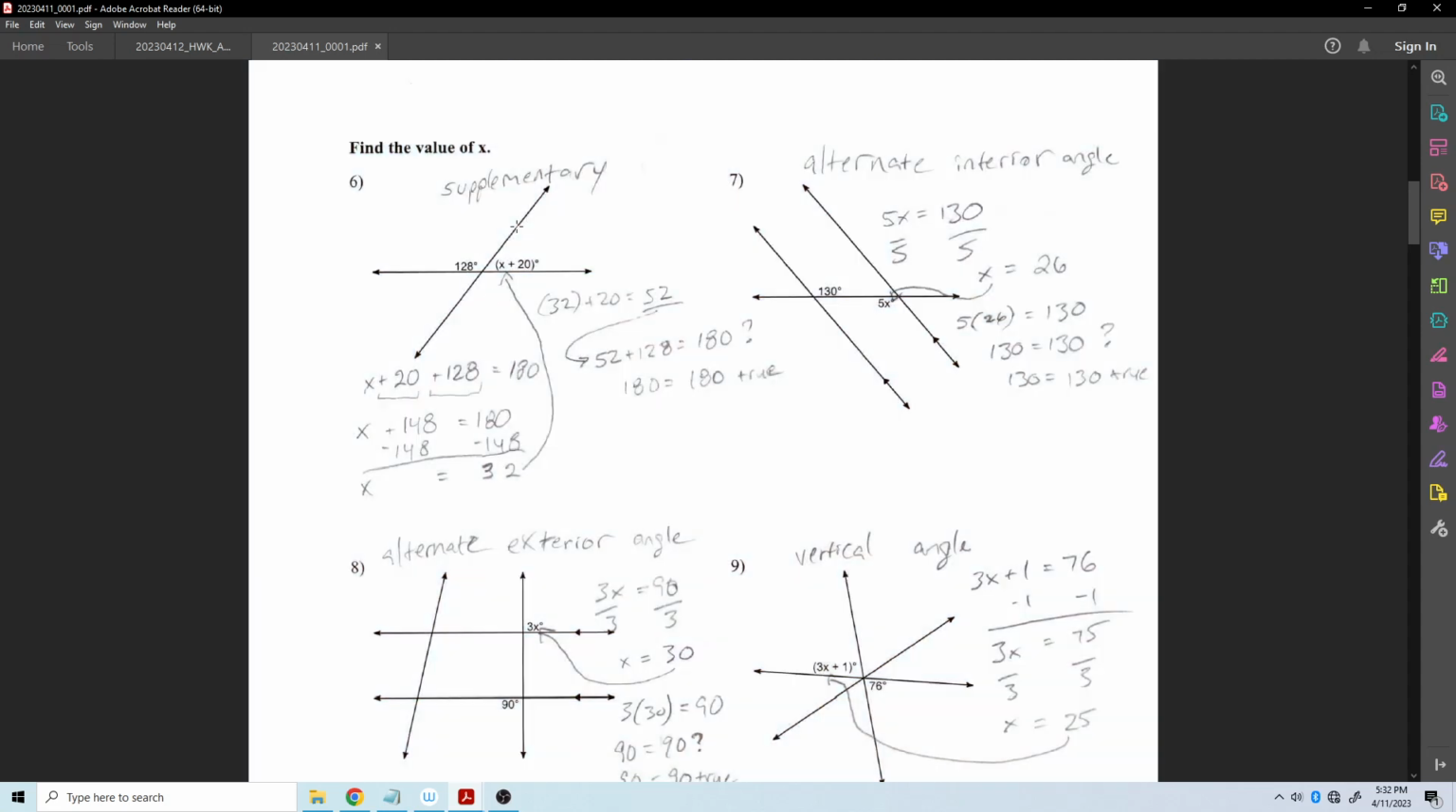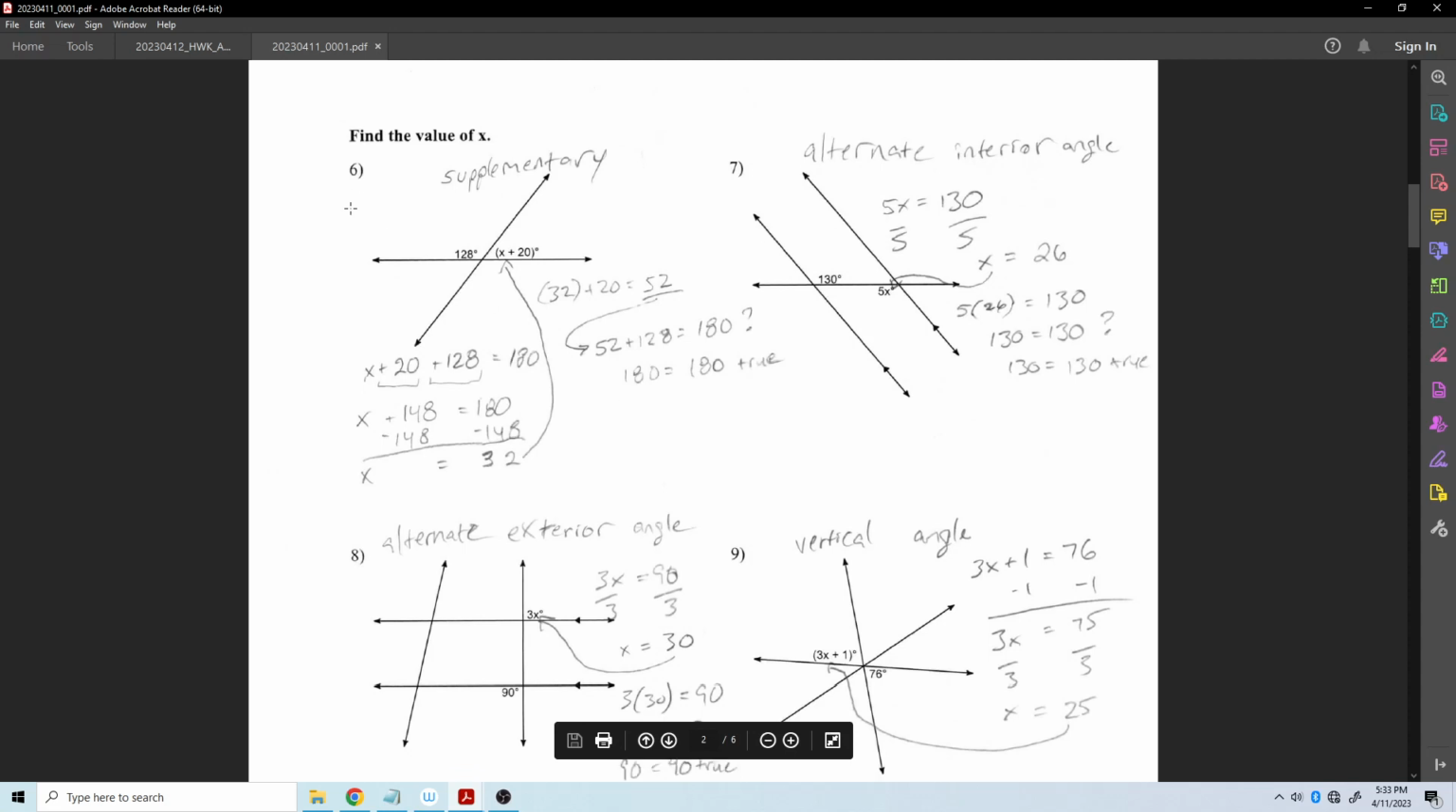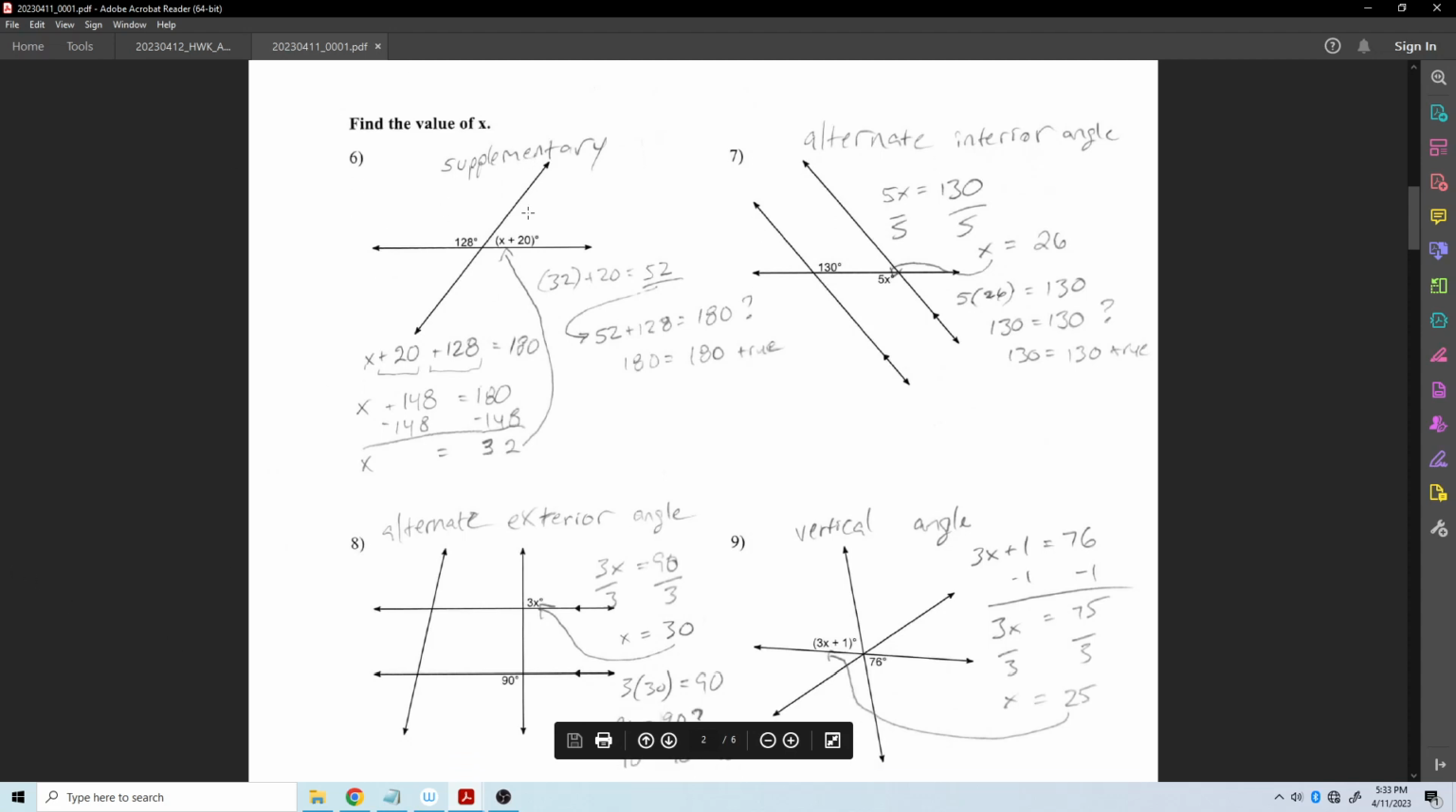So, anyways, recognize the way you should look at these problems: recognize the angle relationship first. That's what's going to give you the clue on how to set up your equations, right? So, I've listed up here: 6, I knew right away, supplementary; 7, alternate interior; 8, alternate exterior; 9, vertical. First, identify those. That's what's going to tell you what is going to equal what.